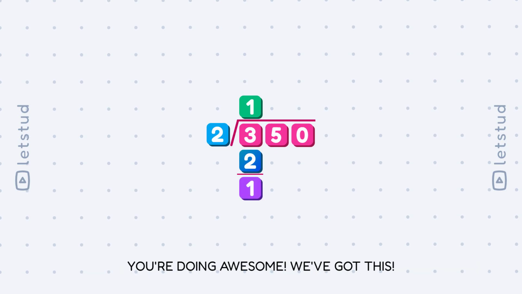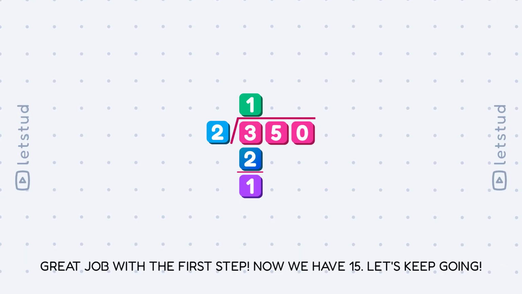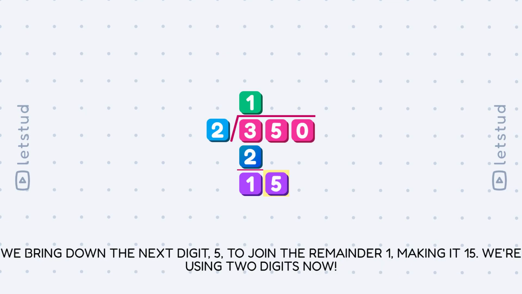You're doing awesome. We've got this. We have a remainder of 1. Now, let's bring down the next digit, which is 5, to make 15. Great job with the first step. Now we have 15. We bring down the next digit, 5, to join the remainder 1, making it 15. We're using 2 digits now.